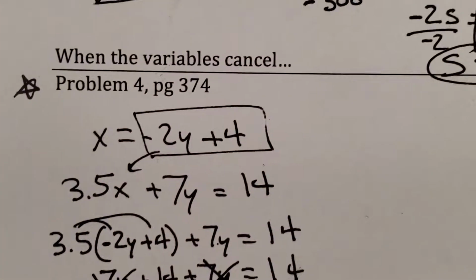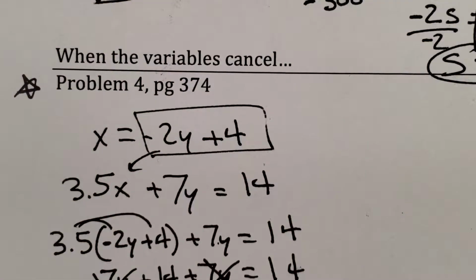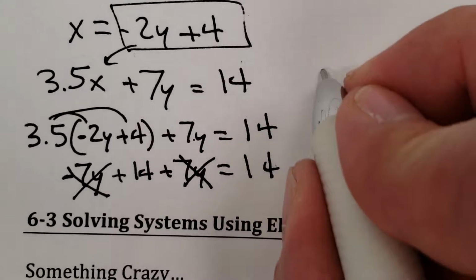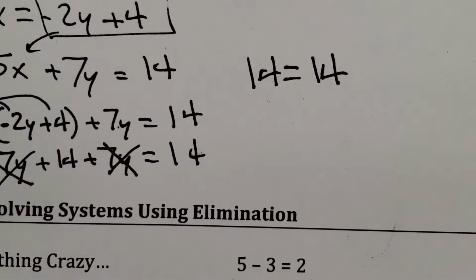Yeah, that's the whole point, because the variables are going to cancel in the section that's called when the variables cancel. So we're left over with 14 equals 14. Okay, so that's true, right? 14 does equal 14. So what happens here? We have one of those infinitely many solutions.